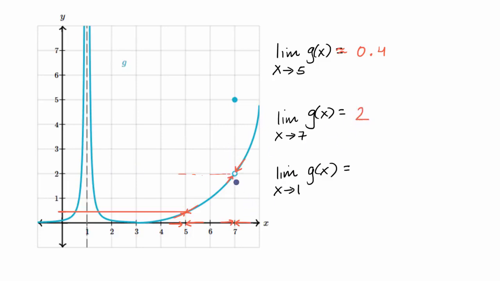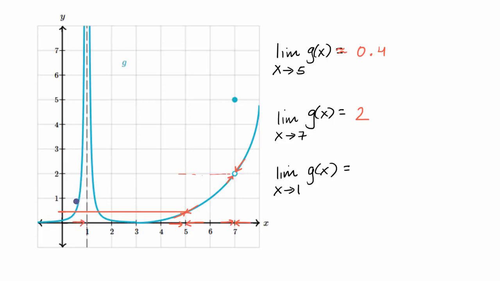And so once again, the function is defined there, and the limit exists there, but g of 7 is different than the value of the limit of g of x as x approaches 7. Now let's do one more. What's the limit as x approaches 1? Well, we'll do the same thing.